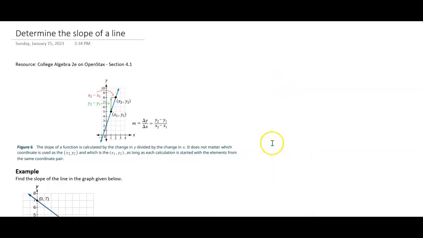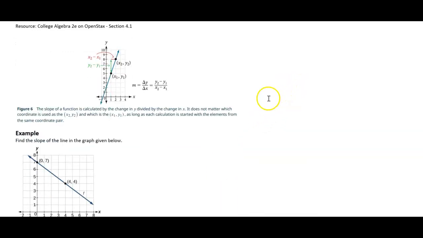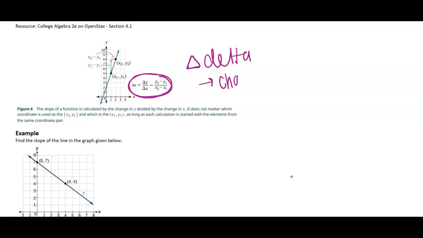In this video, we are going to look just at a graph in order to determine the slope of the line. So the slope of a line, equation-wise, is the rate of change. It is the change in y divided by the change in x. And this symbol right here, it's the Greek letter delta, and it means the word change. Now, change means the difference between.